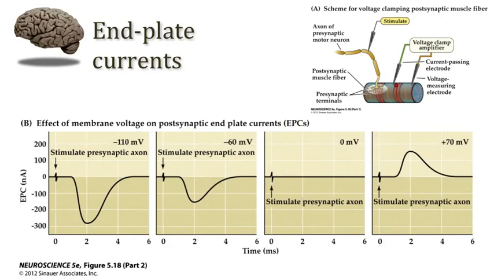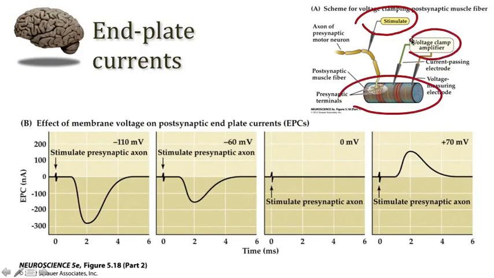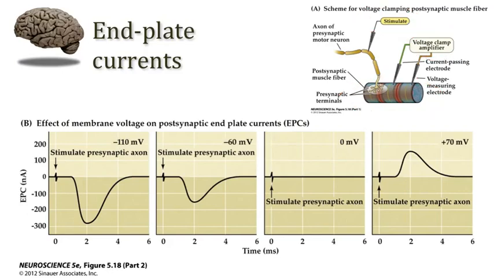Now, I'd like to take you through some data that are derived from such experiments. Notice that we can stimulate the axon with a microelectrode. We can voltage clamp the muscle fiber with a voltage clamp amplifier. So we can measure the membrane potential, we can pass current to establish whatever membrane potential is of interest to the experimenter. And so what we're looking at here is a recording of end plate current. This is a kind of a postsynaptic current recorded from a muscle fiber.